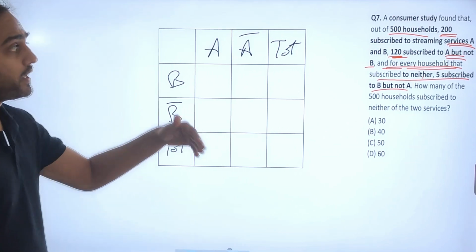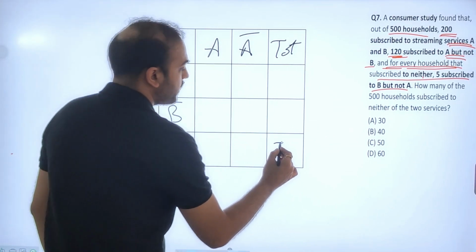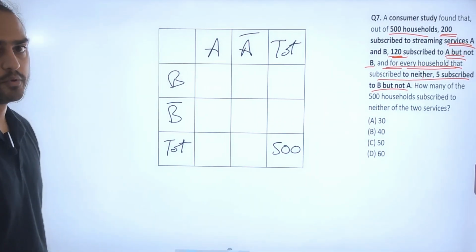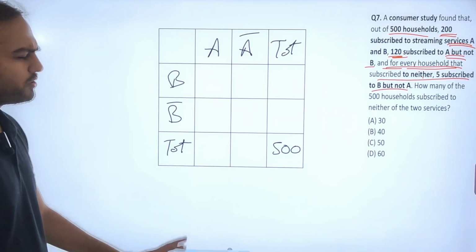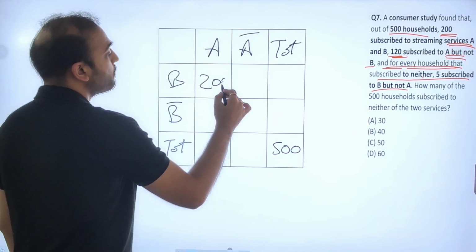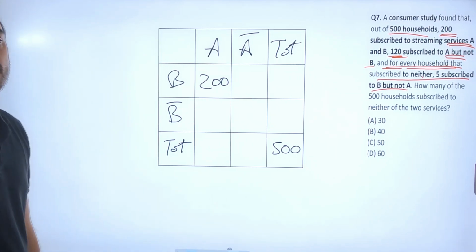Right, sorry, my bad, I read too fast. 500 is your total. Sorry, not both, 500 is your total. 200 subscribe to both, so 200 will come here.